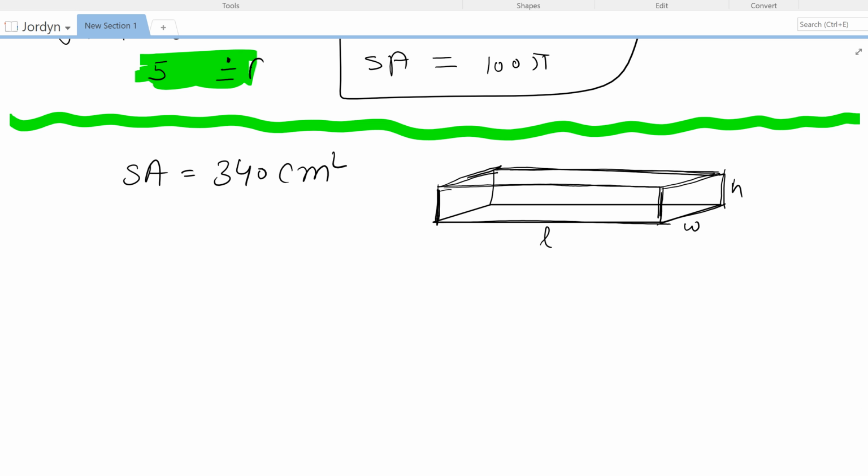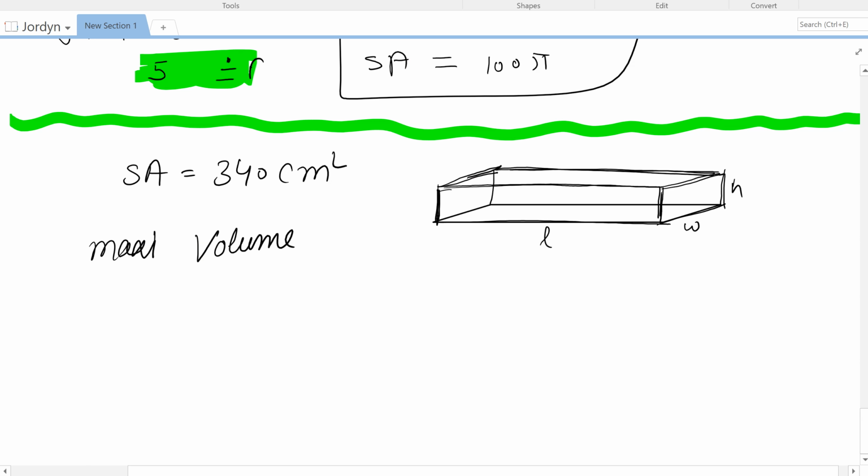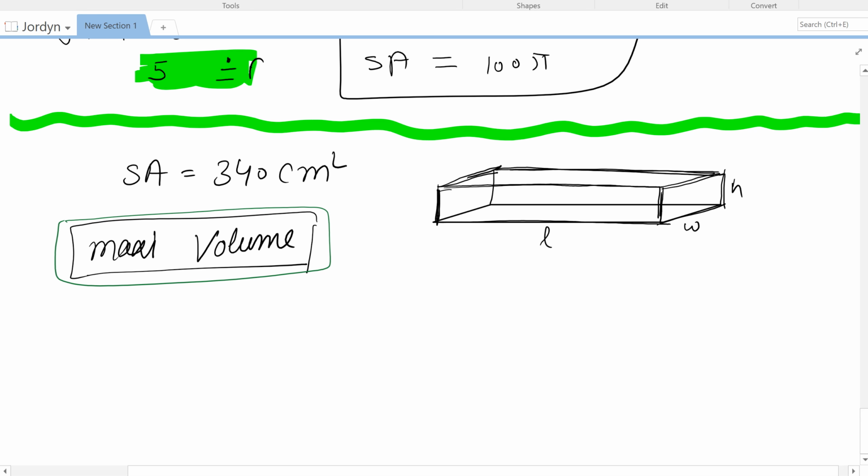Now, in order to maximize the volume, what is the process to maximize it? Make the length, width, and height the same. Very good. So we do L equals W equals H.